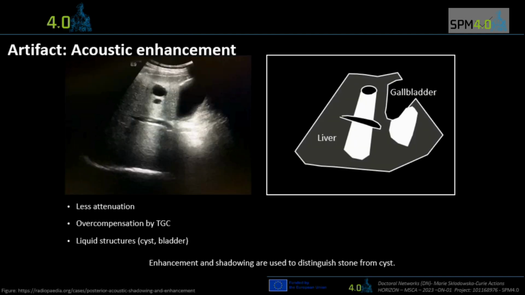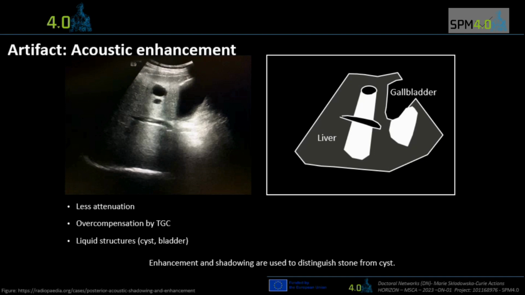Here we have less absorbing structures, like the gallbladder or the vessel on the left side. And these less absorbing structures, in combination with the time gain compensation, which is amplification to compensate the common absorption, will be over-enhanced, and therefore what we see here is white.